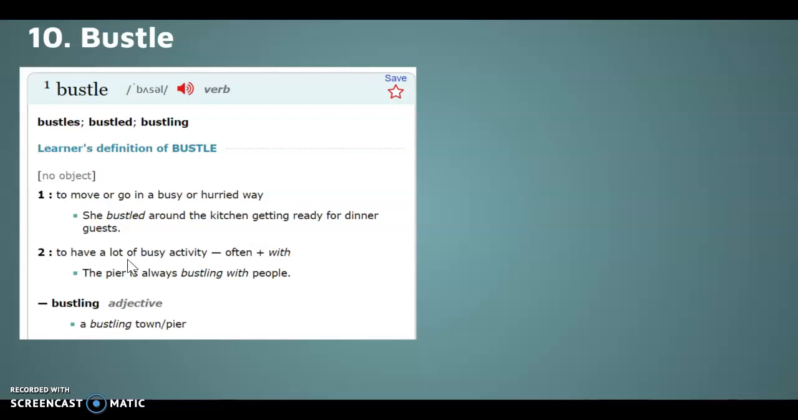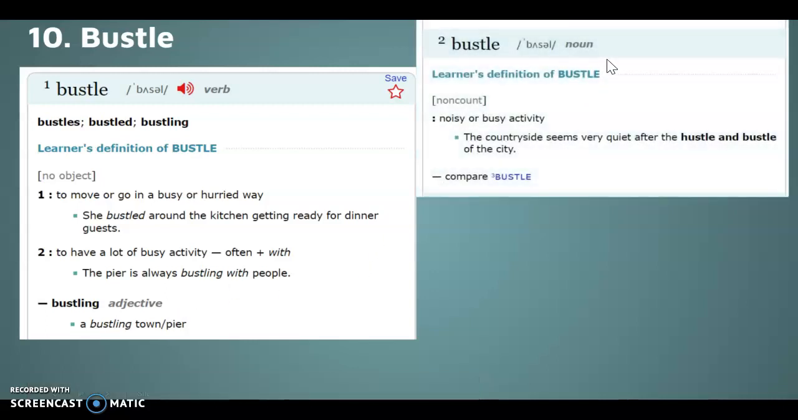It can also mean to have a lot of busy activity, and it's often with the word with. So the pier is always bustling with people. That means there's a lot of people moving around and being active there. Bustle can also be a noun. So there's a lot of noisy or busy activity, so that's a thing. The countryside seems very quiet after the hustle and bustle of the city.